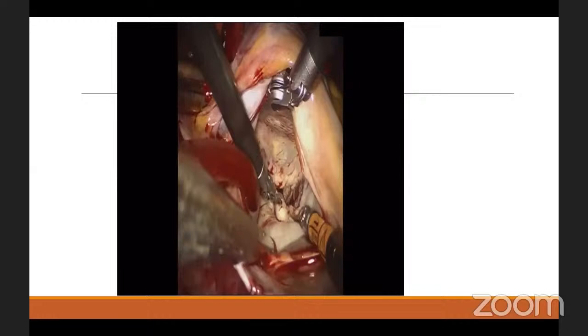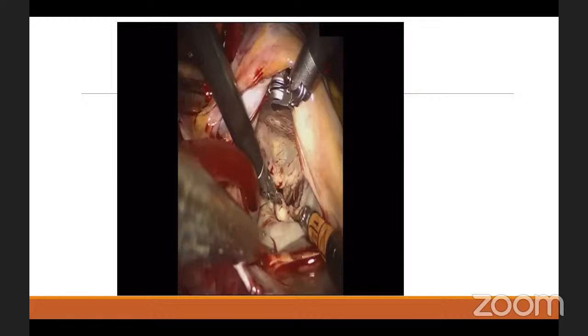But a complete ring like the Physio ring is sometimes used in ischemic MR because you need to decrease the anteroposterior diameter of the whole mitral valve. So if you're doing myxomatous, you can use complete or incomplete. There is no problem. If you do ischemic, I would advise you to use a complete ring.